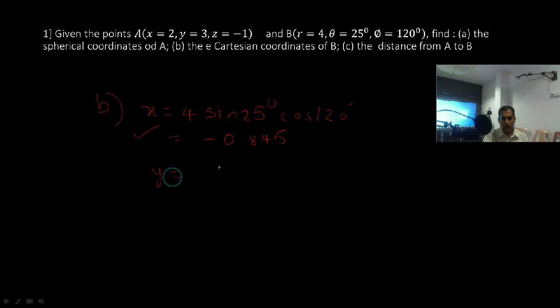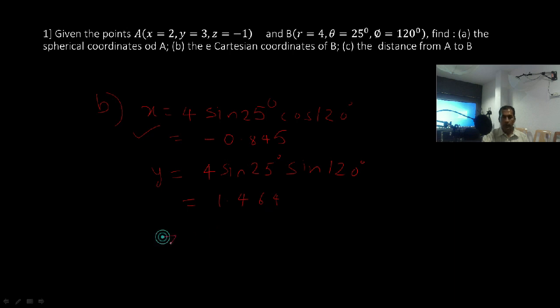Second, we'll consider y. How will we find y? In place of cos we'll get only sine. So here it will be 4 sine 25 degrees, again sine 120 degrees. So what will y be equal to? After solving this we'll get 1.464.